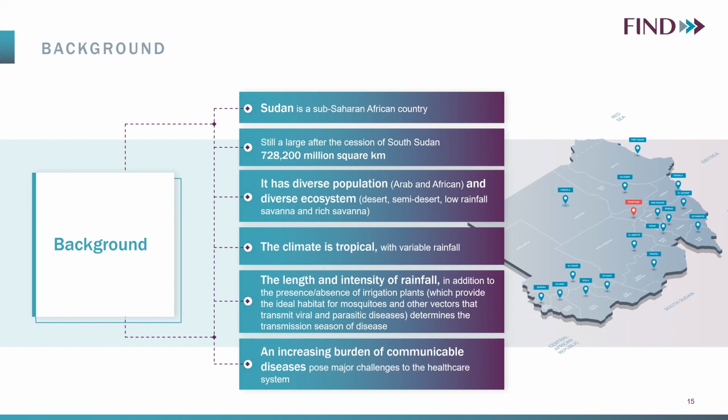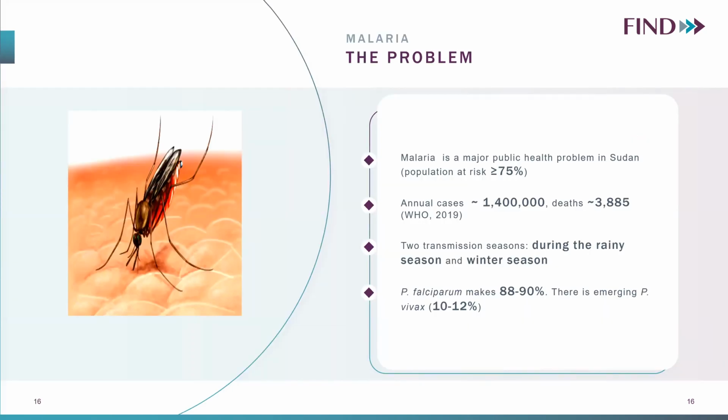Next slide, please. Malaria is a problem not only in Sub-Saharan Africa. Sudan is not an exception. It's a major public health problem. More than 75% of the population is at risk of acquiring malaria. The annual cases reach 0.4 million annually, and deaths are over 3,000 per annum, according to WHO 2019. Two transmission seasons occur during the rainy season and winter season.